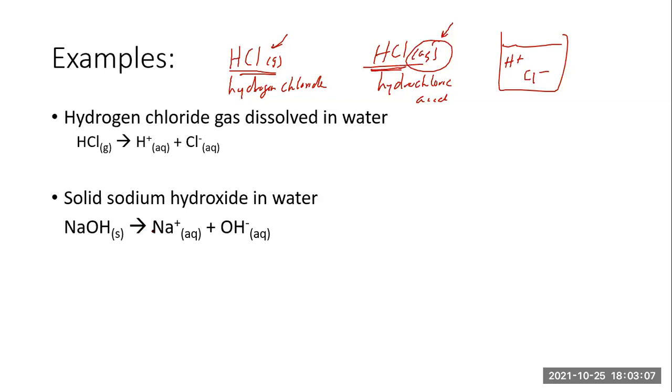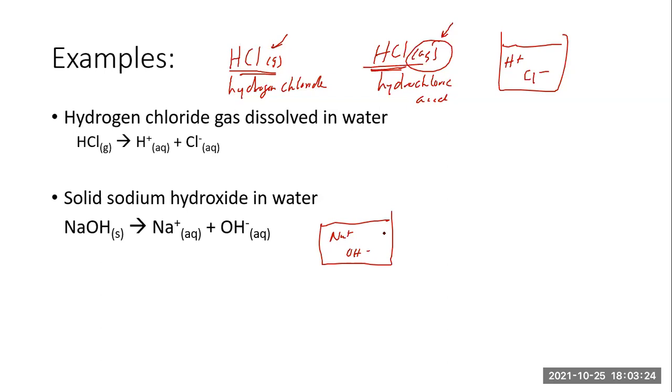Same thing here. We take some solid sodium hydroxide and dissolve it in water. We do get, again, those free sodium ions, which are not important in terms of acidity or anything like that, but we do get a lot of free OH minuses that are basically floating around.